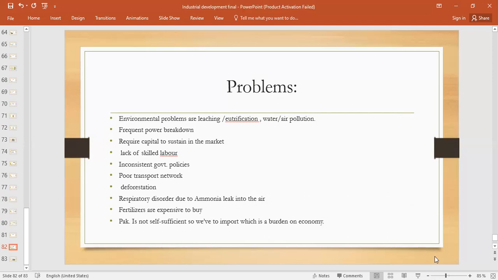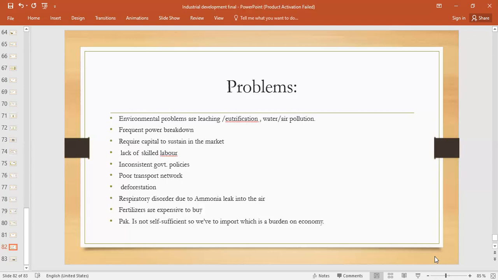These are all problems; some of these are faced by the fertilizer industry, some are caused by the fertilizer industry, so you have to rectify them, right? Frequent load shedding is definitely a problem faced by the fertilizer industry, right? Then lack of skilled labor.